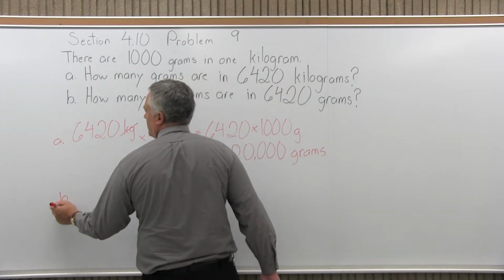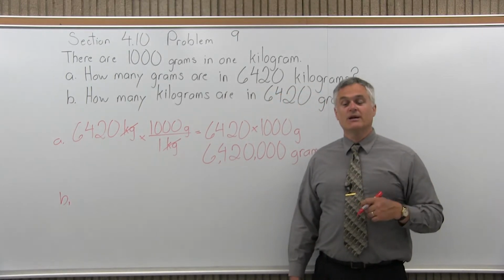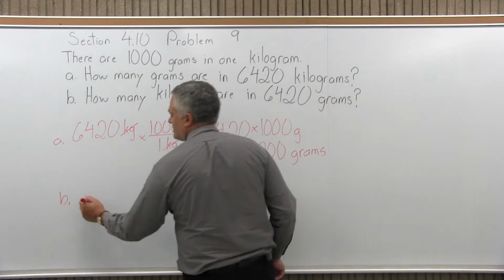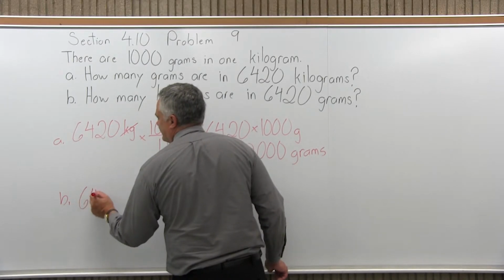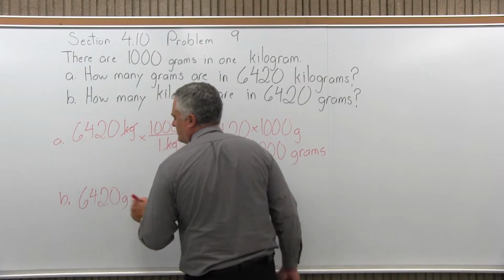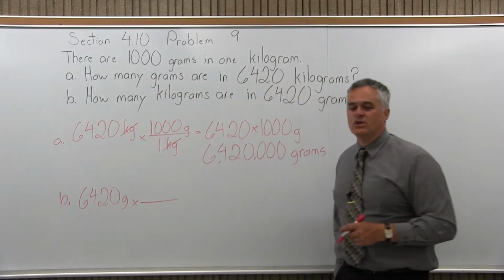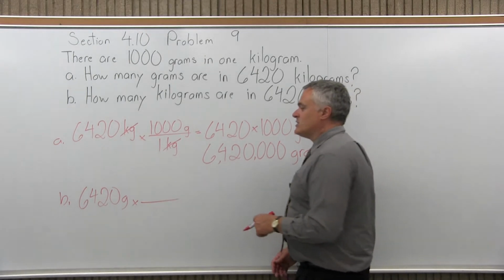Part B asks how many kilograms are in 6,420 grams. So again, start with a quantity that's known. So it's the same number, but different units. 6,420 grams is what you start with. Again, I'll use the abbreviation. I want to convert that to kilograms. So to convert to a different unit, I'm going to multiply it times a 1.